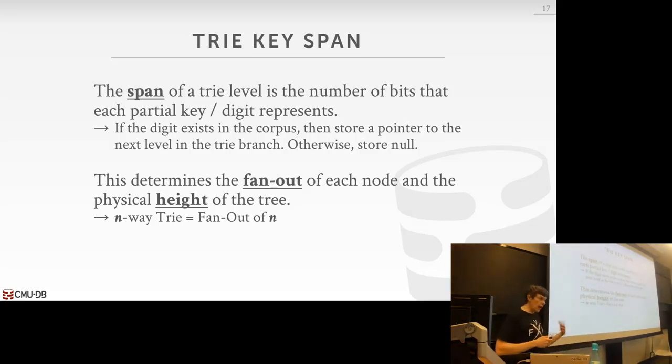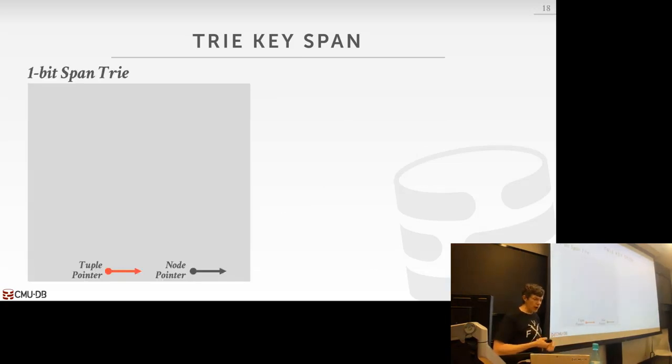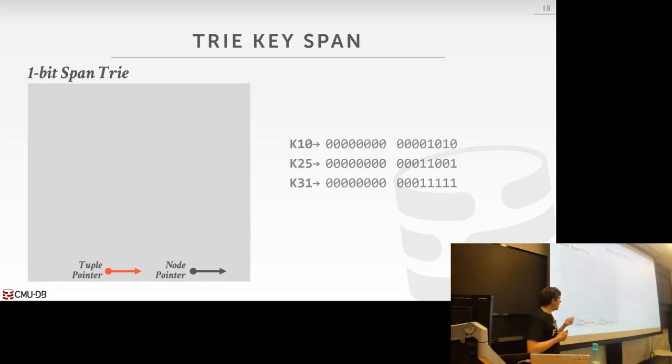So the simplest trie you can store is a 1-bit trie. At each level, I'm going to discriminate on a digit of a single bit. Let's say I want to store these 3 keys: 10, 25, and 31. So it's a 1-bit trie, and at each level we're going to look at 1 bit. Here's the binary form of these 3 numbers. Normally these would be 32-bit or 64-bit, but for simplicity I'm showing them in 16 bits.